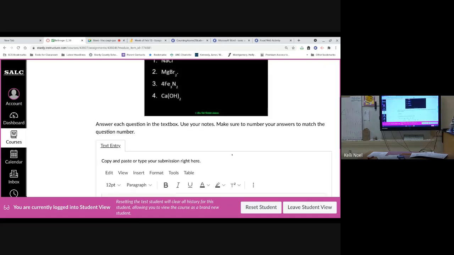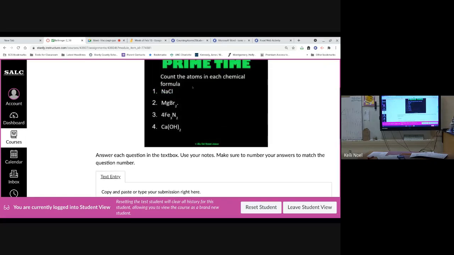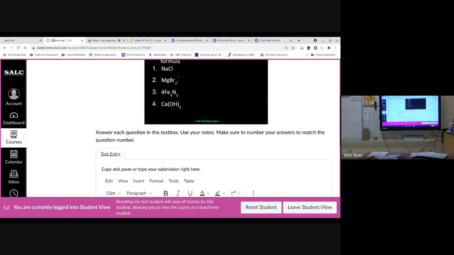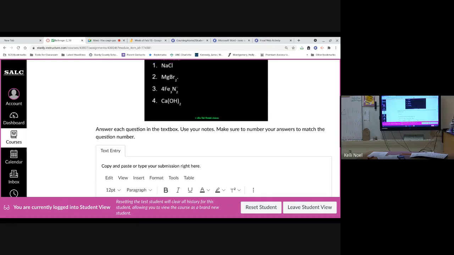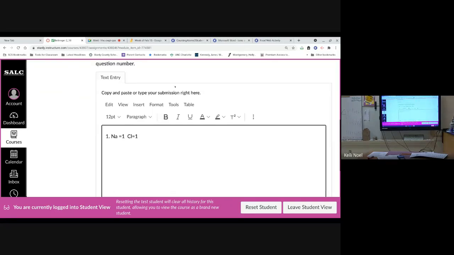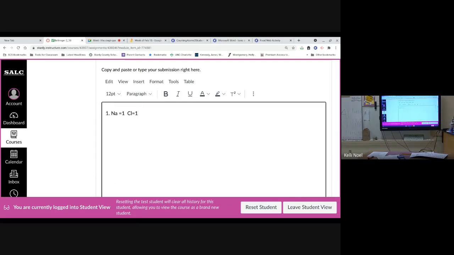We're going to look at number 1. It says, count the atoms of each formula. I have Na and Cl with no numbers. So for number 1, that means Na has 1 and Cl has 1. Let's look at number 2, MgBr2. Mg, no number, it has 1, Br2, or Br has 2. So I'm going to go Mg equals 1, Br equals 2.